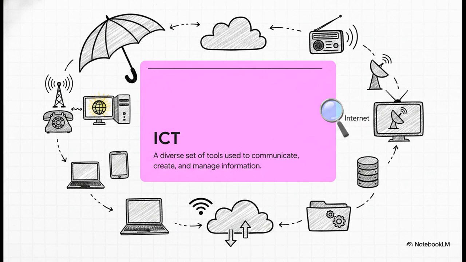Basically, it's a diverse set of technological tools and resources used to communicate, create, disseminate, store, and manage information. It combines all those converged broadcasting, telecommunications, and computing tools into one single, powerful, networked ecosystem.